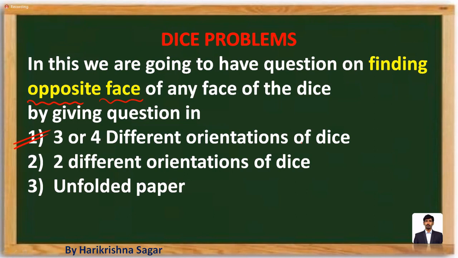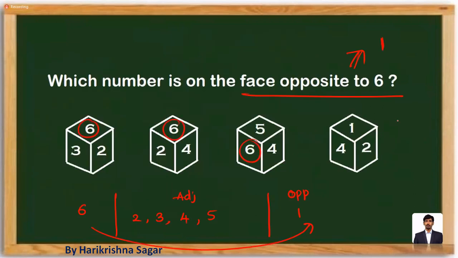Whatever the question is, find opposite to 6, find opposite to 1. Instead of finding opposite to 6, you try to find out what are adjacent to 6. Other than adjacent sides will be treated as opposite. You can use this statement in solving. That's what we have done here.